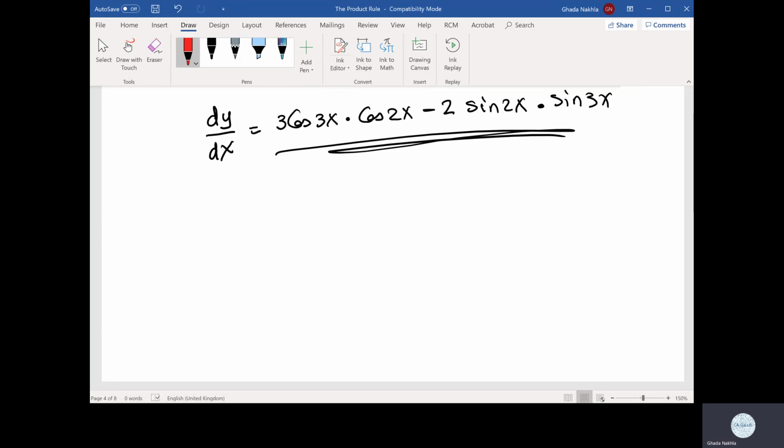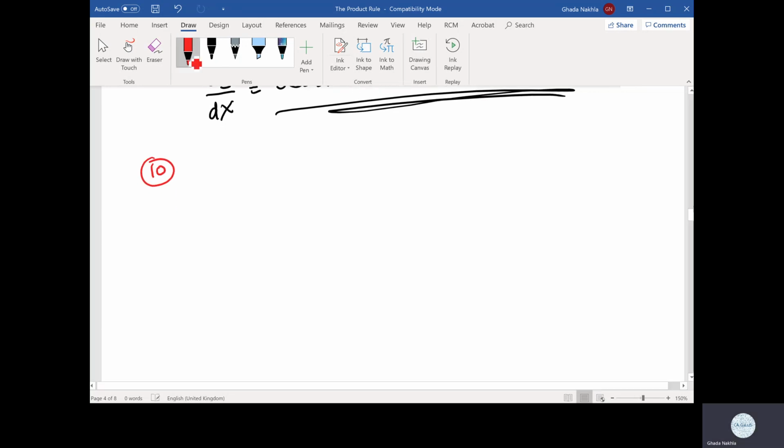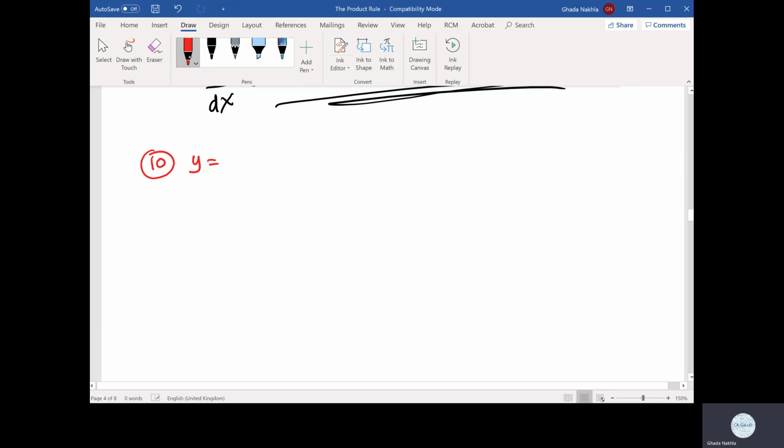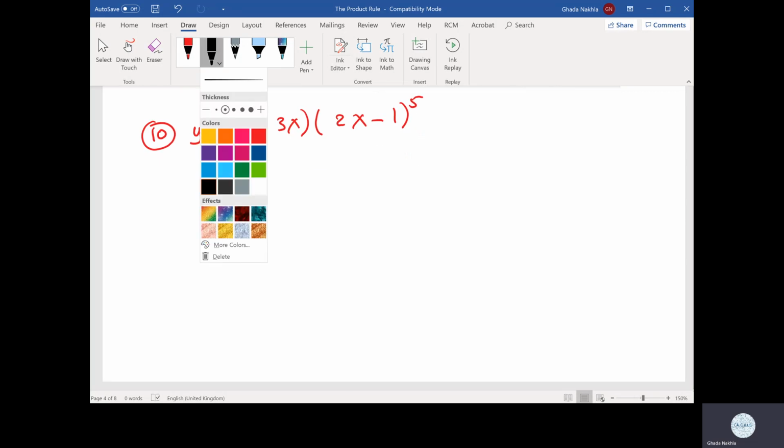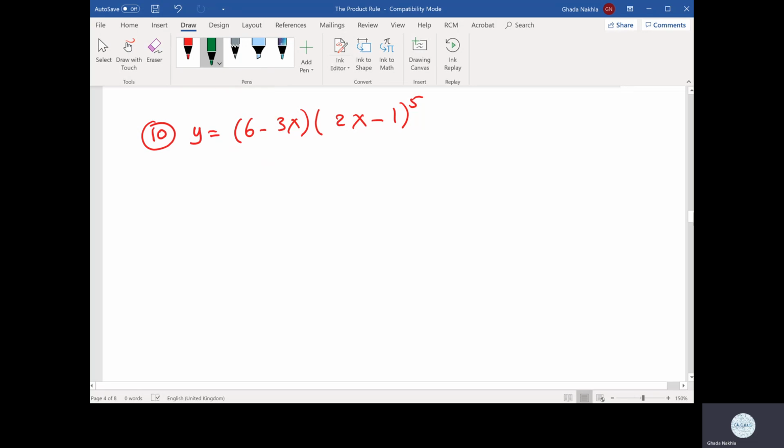One last question. I think it's question 10, and we're looking at two brackets. Y equals 6 minus 3x multiplied by 2x minus 1 to the 5. Which rule am I using? I'm using the product rule. Why? Because it's a function of x multiplied by another function of x. One bracket is a function of x, the other bracket is another function of x, and therefore I am using the product rule. So let u equals one of them, 6 minus 3x. Let v equals the other one, which is 2x minus 1 to the 5.